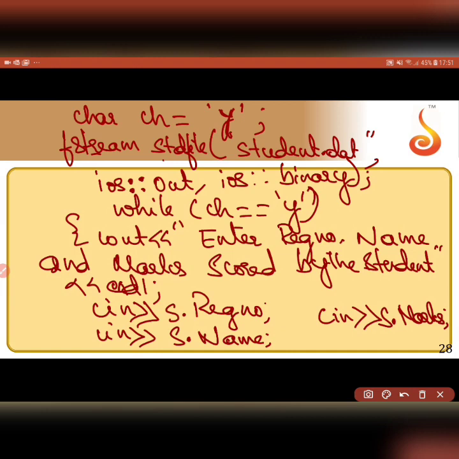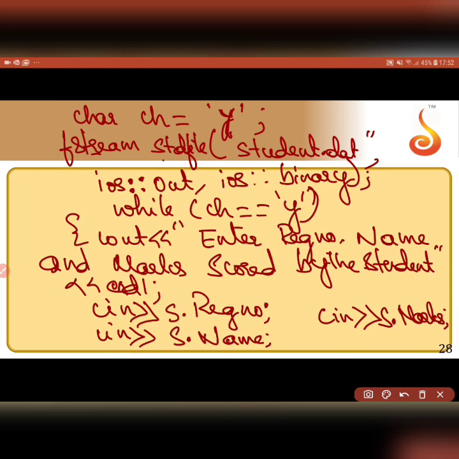cin s dot registration number. Why am I using s dot? Because registration number, name and marks are the elements of a structure, and I can access them only through the structure variable. So, s dot, since s is not a pointer, I am not using the arrow here. s dot registration number, cin. Why am I using cin? Because I am entering it from the keyboard.